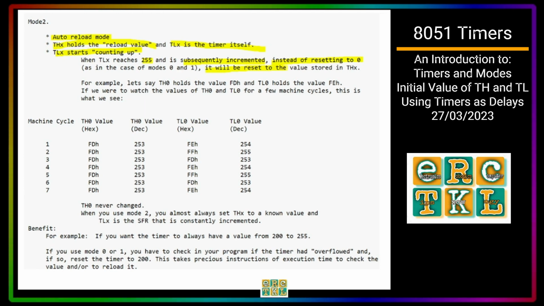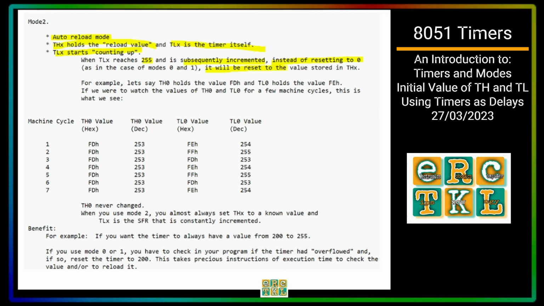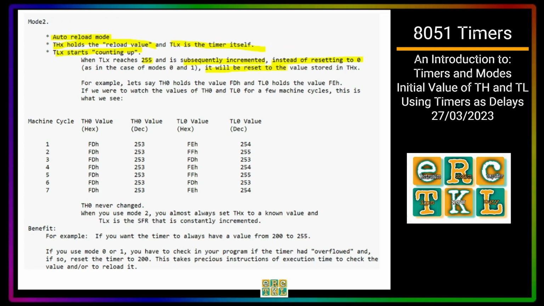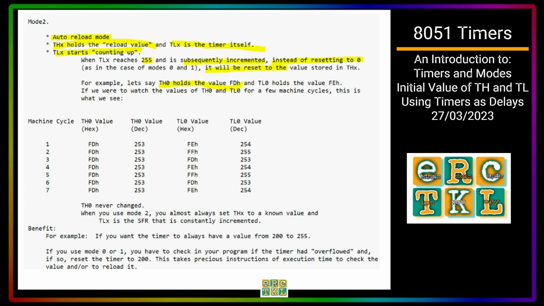It should go back. No, the rule here in mode 2, it will go back to the number that you assign in TH. Again, for those who are late, the timer has two parts, TH and TL. Timer 0, two parts: TH0, TL0. TL will count up to 255. When it reaches 255, will it go back to 0? No. It will go back to the value of TH. For example, the TH0 has FD. Is that 0? No.